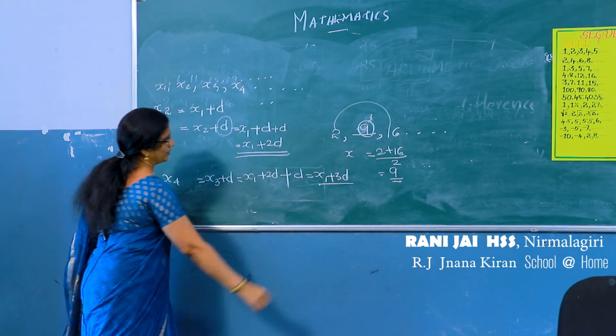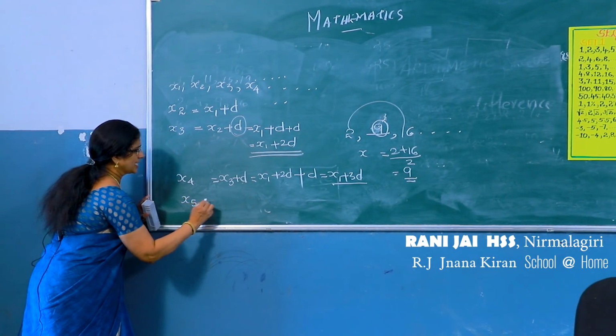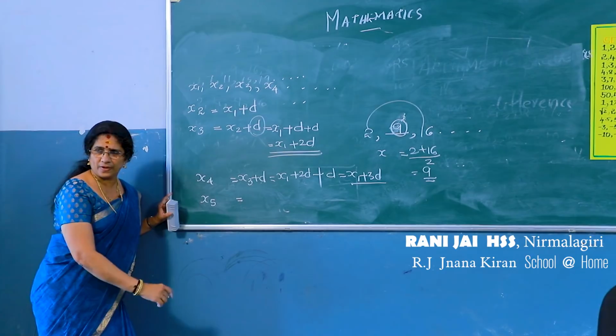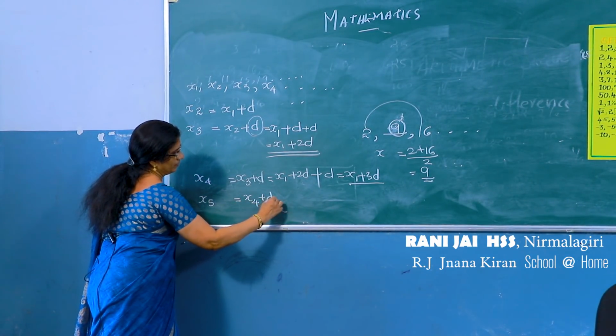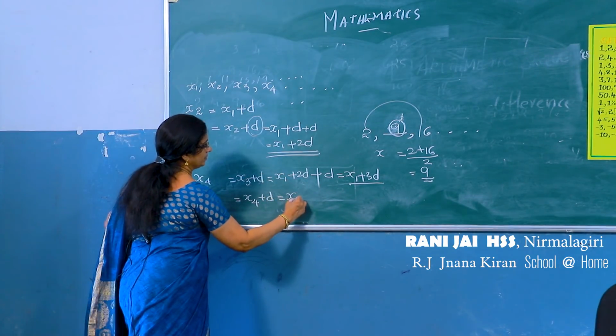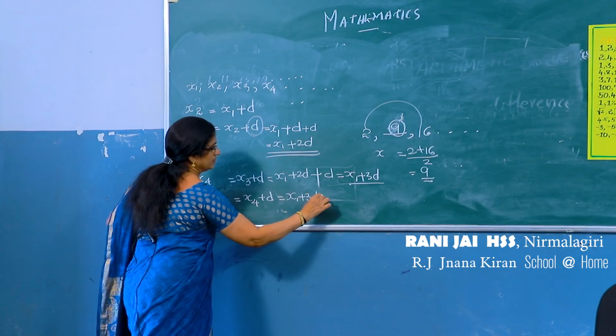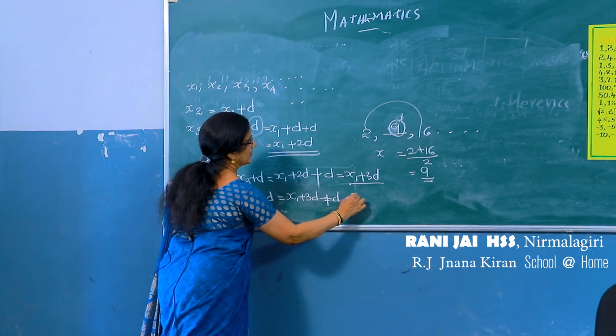Now children, look at this. One more thing I will write. x5 is equal to, how to get x5? It is x4 plus d. What is x4? x1 plus 3d, plus this d. So x1 plus 4d.